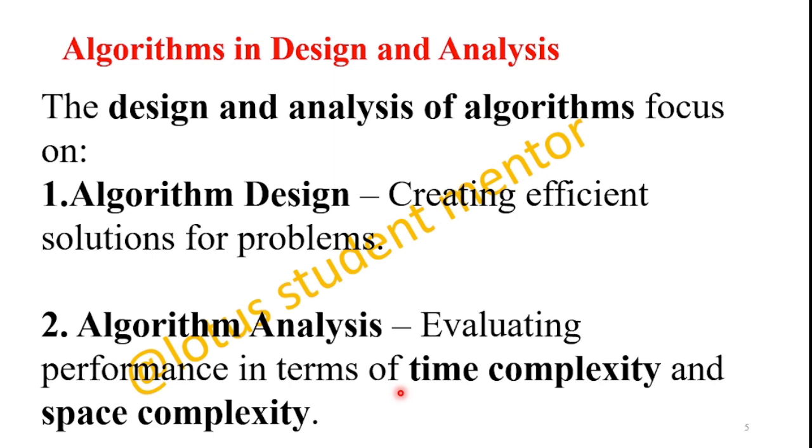What is time complexity? In algorithm analysis, we find out the performance. The keyword is performance, in terms of time complexity and space complexity. Time complexity means compiling time or running time, or a combination of compiling and running time, whereas space complexity is how much space, how much memory in RAM, is required for the particular algorithm. That is algorithm analysis.